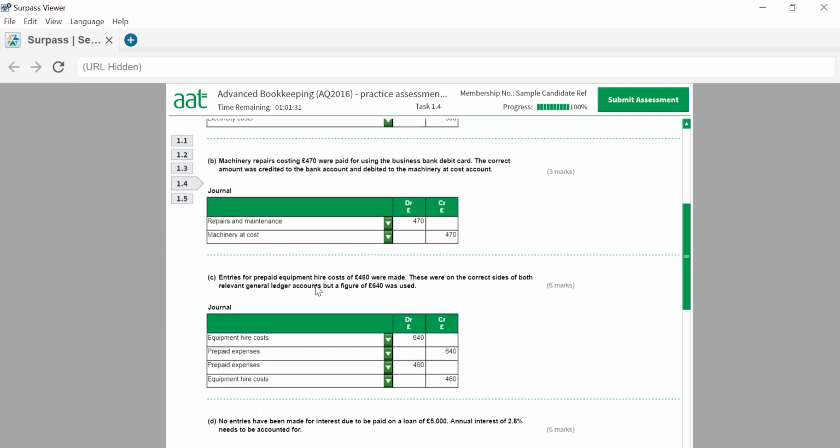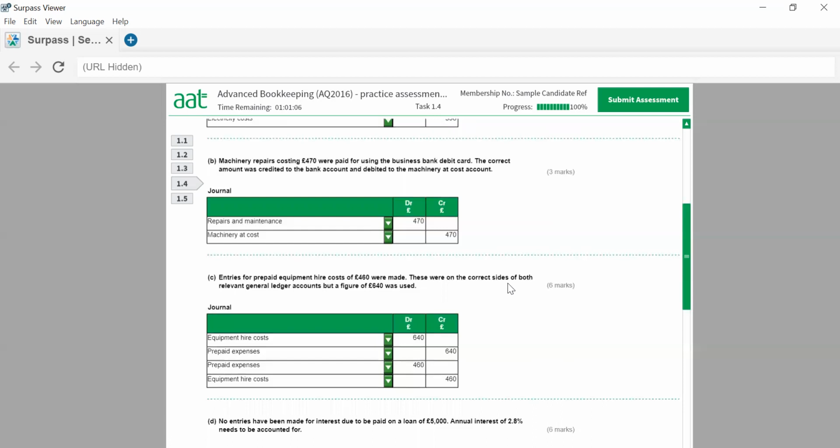Entries for prepaid equipment hire costs of £460 were made. They were on the correct side of both relevant general ledgers, but the figure of £640 was used. So what they've done, let's have a look. They've credited the entries for prepaid equipment costs of £460 were made.